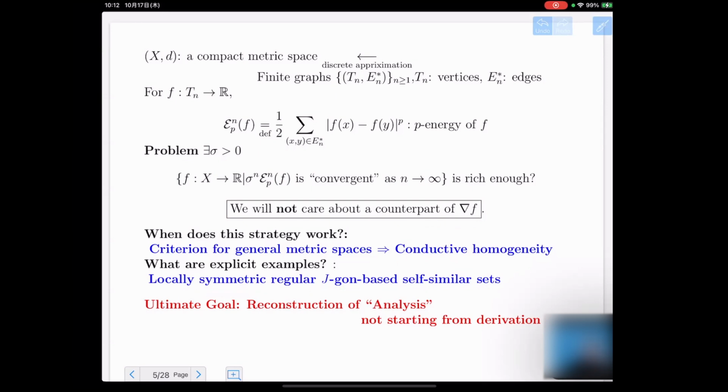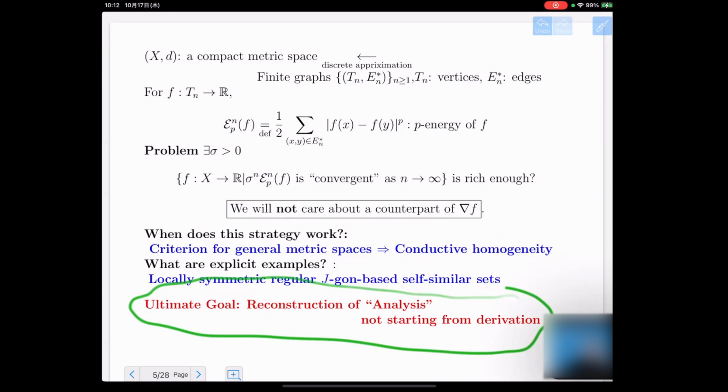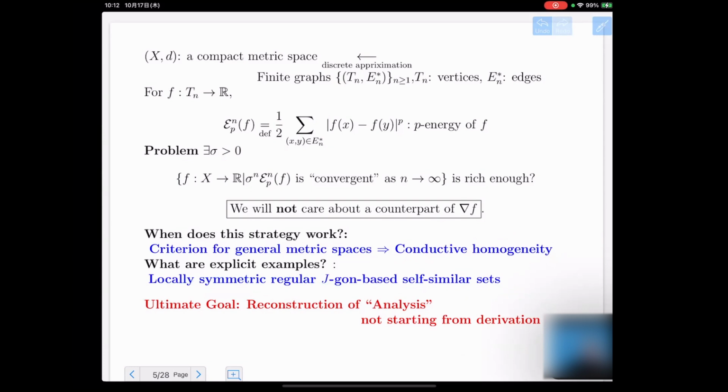I have to explain what this is. And actually, this is some crazy part: my dream is the reconstruction of analysis, not starting from derivation. Well, this is a crazy dream, I know.